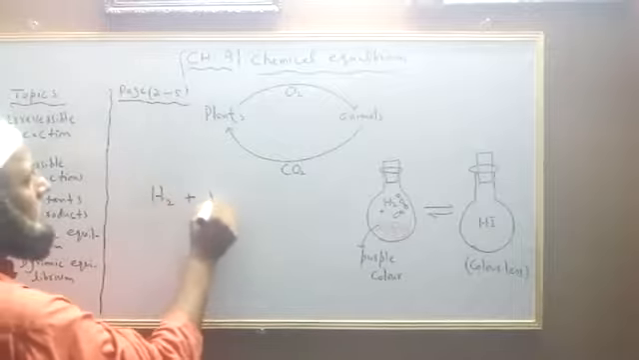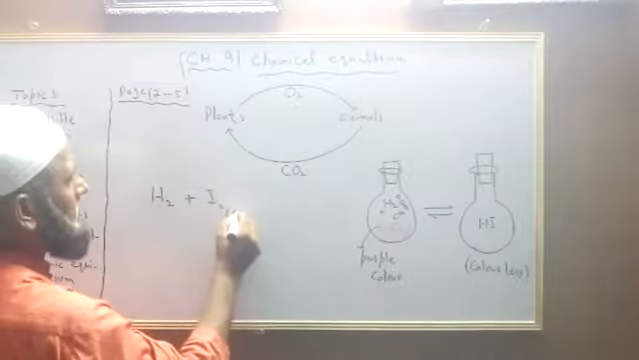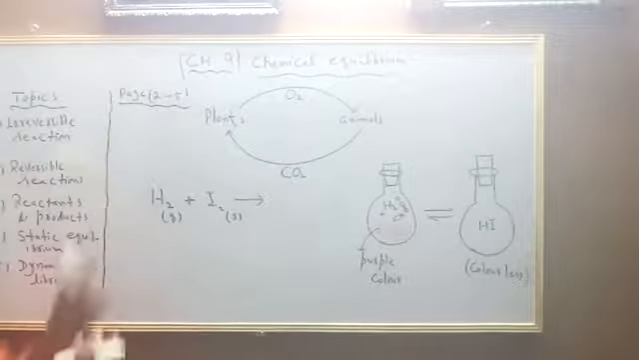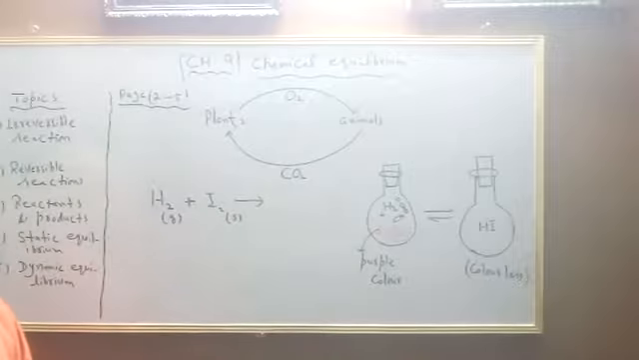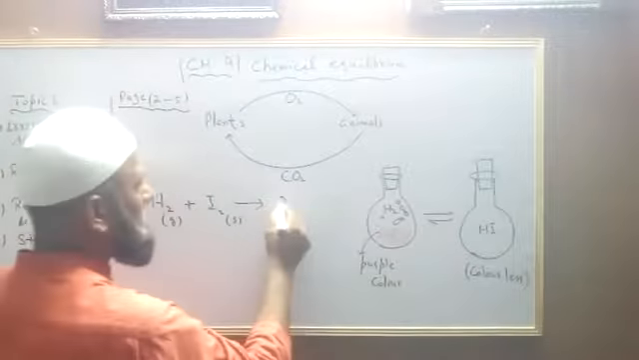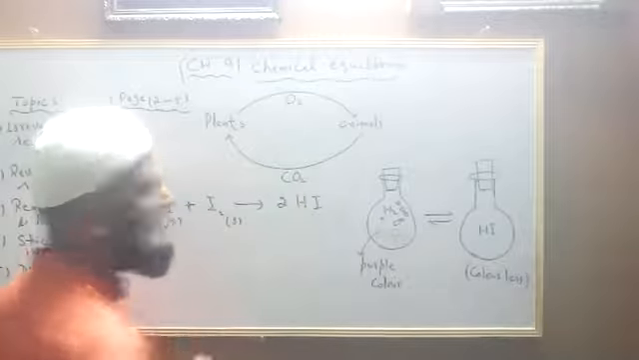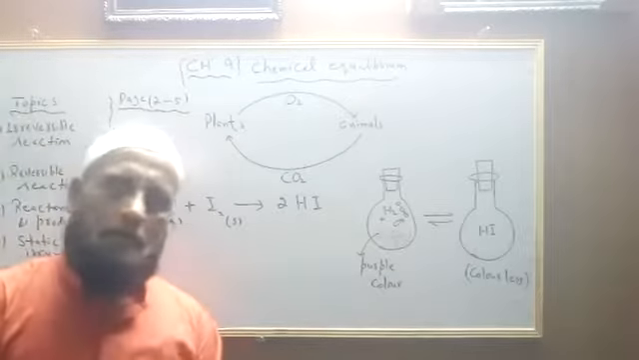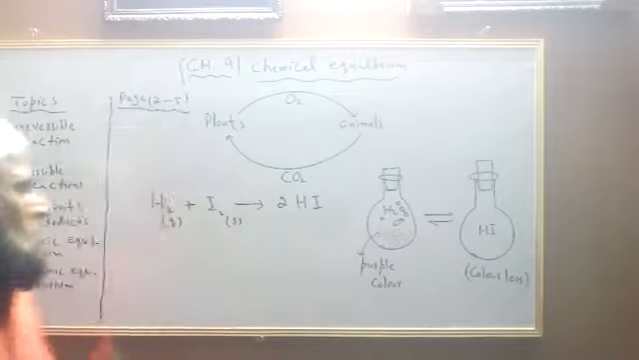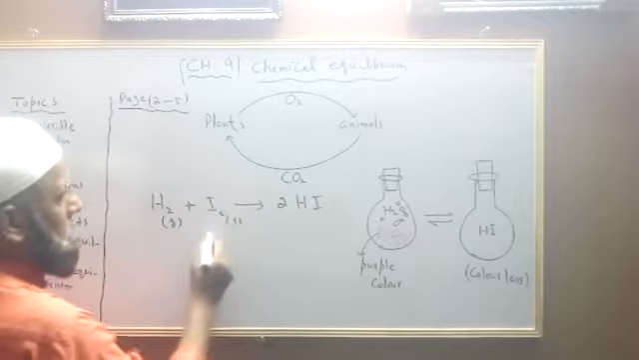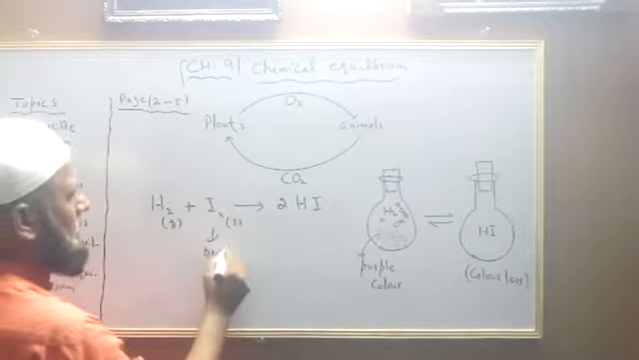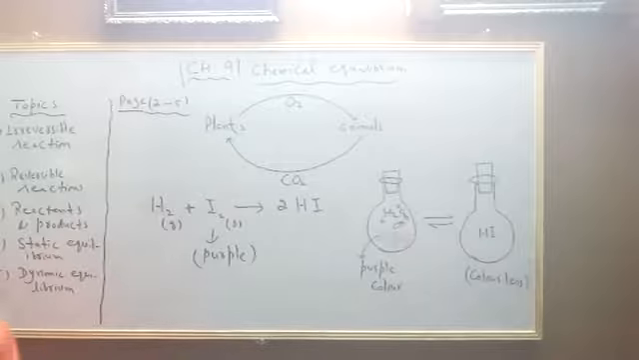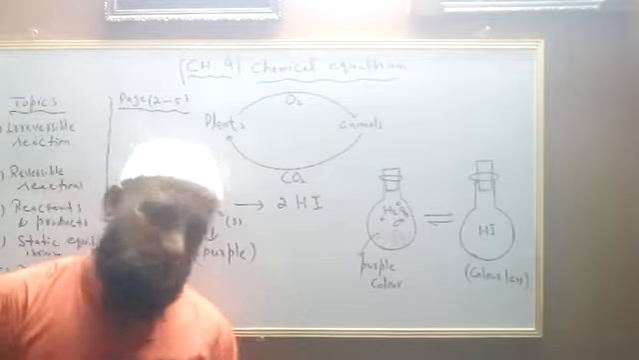The color of iodine is purple. Okay dear, the color of iodine gas is purple. When we heat the mixture of hydrogen and iodine, we get hydrogen iodide. The color of iodine is purple. Mostly it is asked in the exam: what is the color of iodine? The color of iodine is purple.